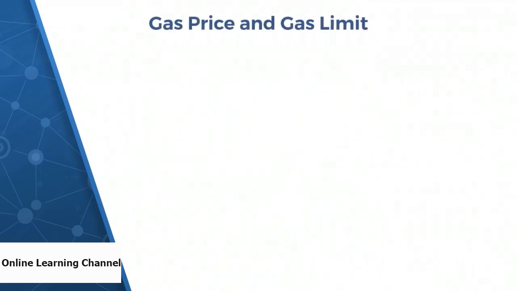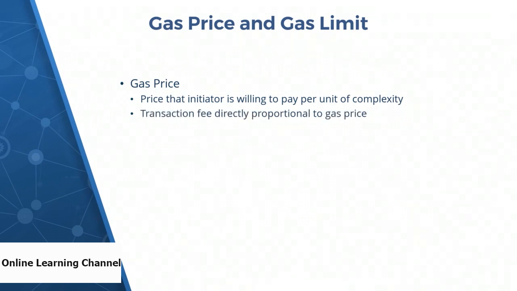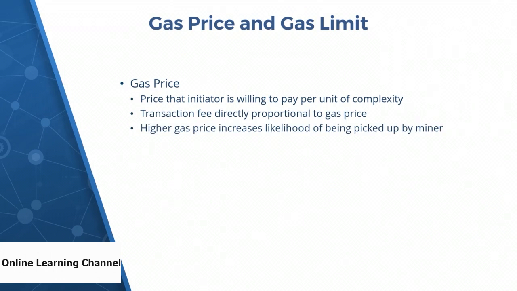For the final task in the exercise, you needed to list down the functions of the gas price and gas limit fields when invoking a transaction. When it comes to the gas price field, this represents the price which the initiator of the transaction is willing to pay per unit of complexity of the transaction being invoked. The total transaction fee which will be paid by the initiator is directly proportional to this gas price value, and the higher the value of this gas price, the greater the likelihood of it being picked up by one of the mining nodes.